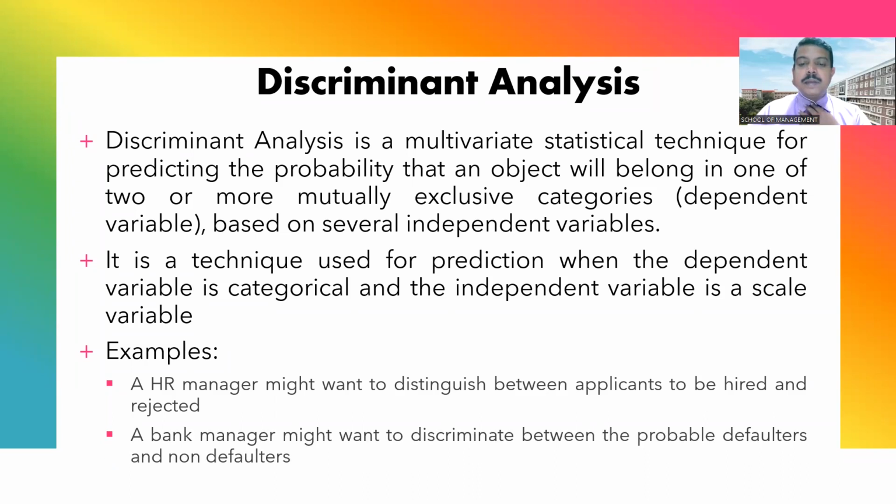Similarly, a bank manager might want to discriminate between probable defaulters and non-defaulters. Banks give loans to customers. They want to predict which customers might default and which might not default, based on a set of identified independent variables. Here the dependent variable has two categories: defaulters and non-defaulters. In these kinds of situations, discriminant analysis could be used.